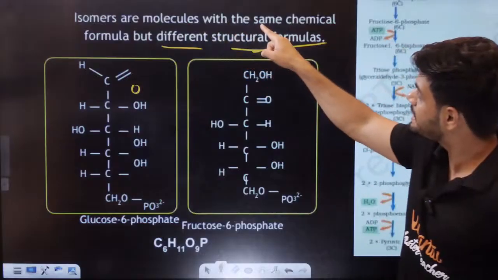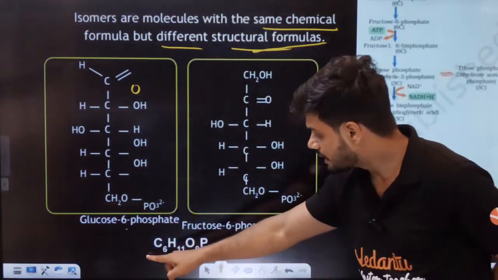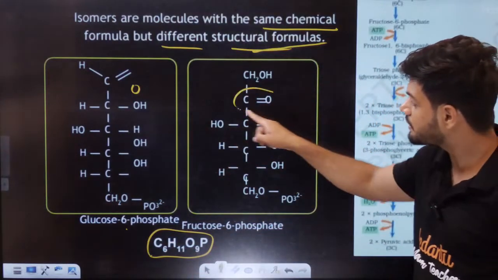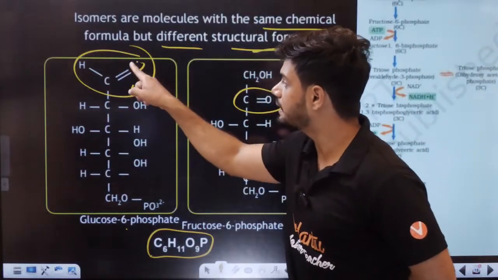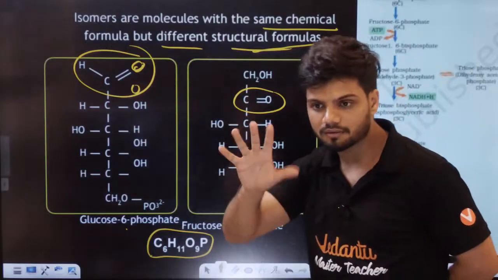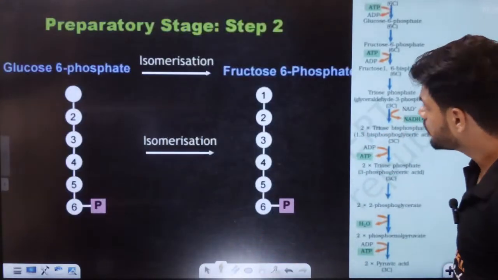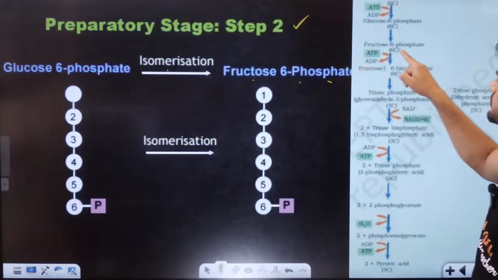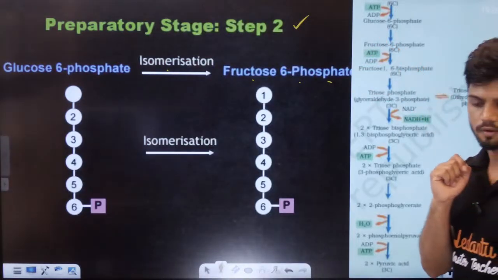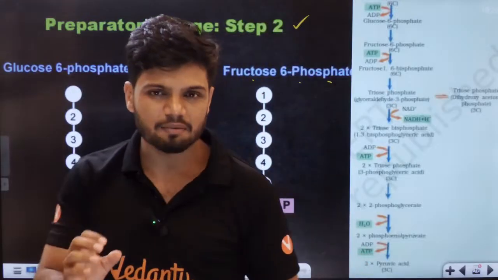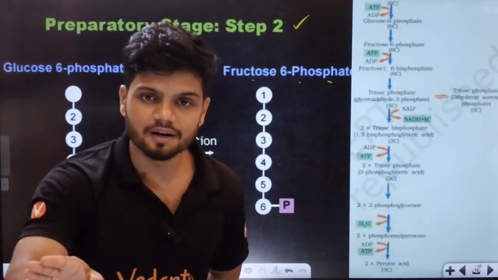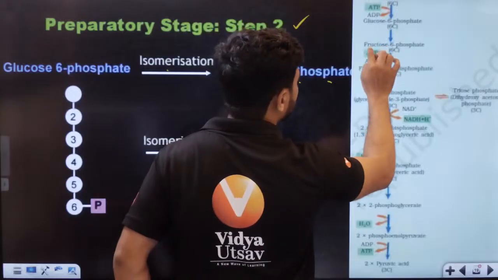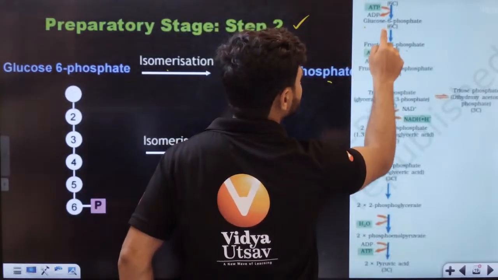Isomers are molecules with the same chemical formula. Both have C6H11O9P, the same chemical formula, but can you see here we have a ketone group, and here we have an aldehyde group. The arrangement is different, but chemically the same. That is called an isomer. So glucose 6 phosphate gets isomerized to fructose 6 phosphate. That is step 2 here. And friends, remember, every time you do isomerization, there is never any energy exchange. There is no change in energy.